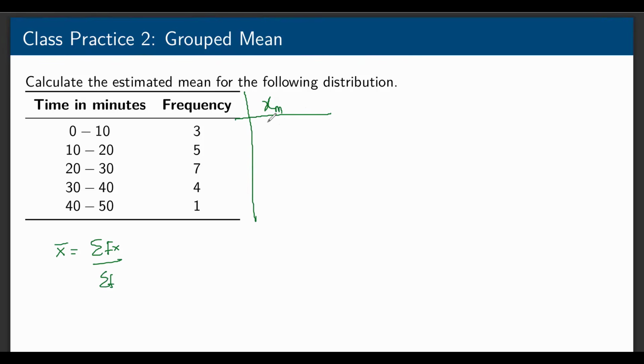For the first one, 0 plus 10. I mentioned that instead of class boundaries, you can also use the class intervals. So 0 plus 10 divided by 2 is 5. 10 plus 20 is 30, 30 divided by 2 is 15. 20 plus 30 is 50, 50 divided by 2 is 25. 30 plus 40 is 70, divided by 2 is 35. 40 plus 50 is 90, divided by 2 is 45.